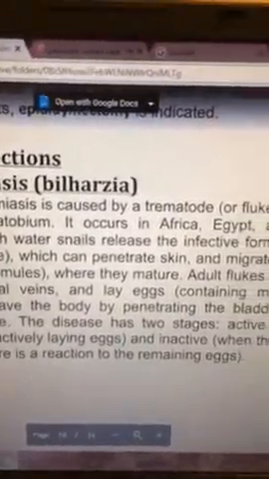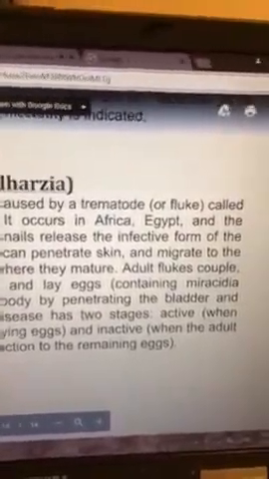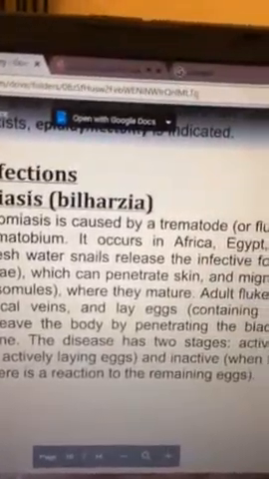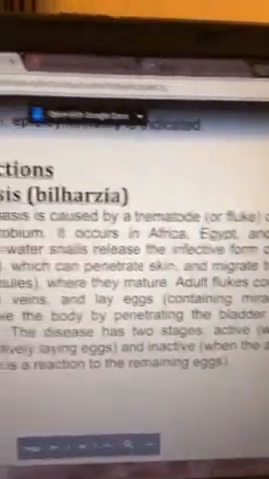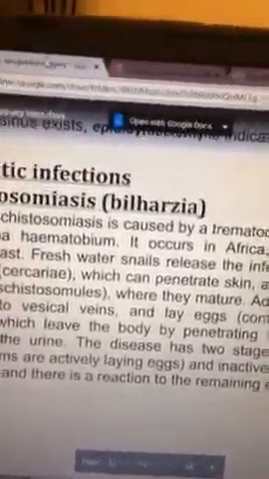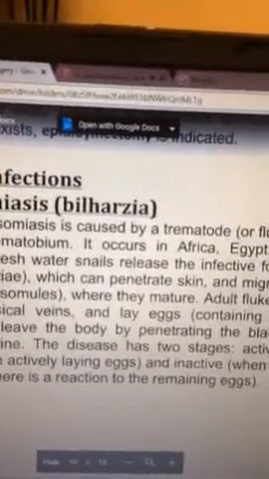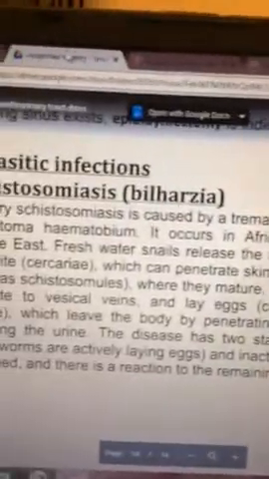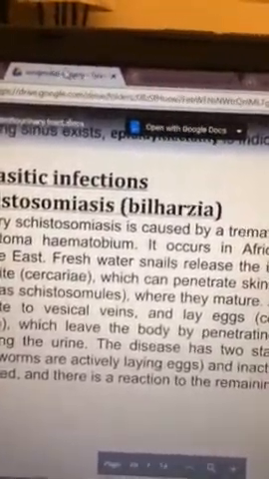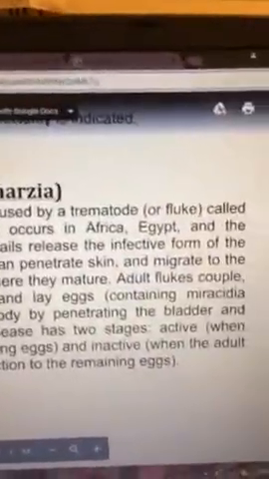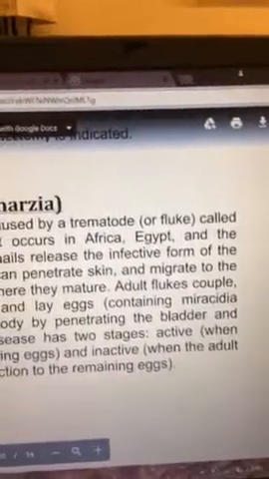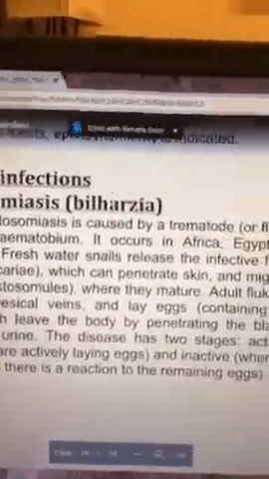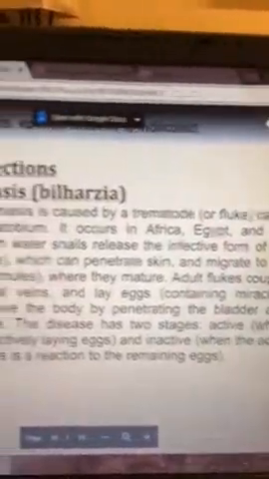Freshwater snails release the infective form of the parasite, cercaria, which can penetrate the skin and migrate to the liver as schistosomula, where they mature. Adult flukes couple, migrate to the vesical veins and lay eggs containing miracidial larvae, which leave the body by penetrating the bladder and entering the urine.